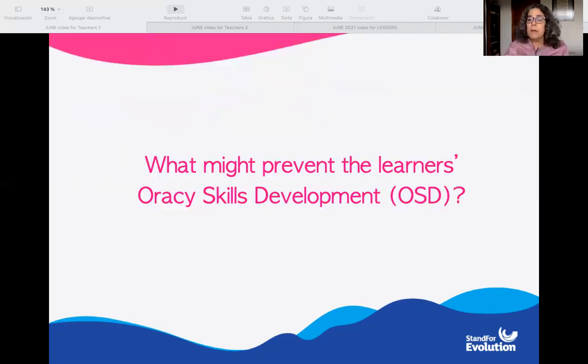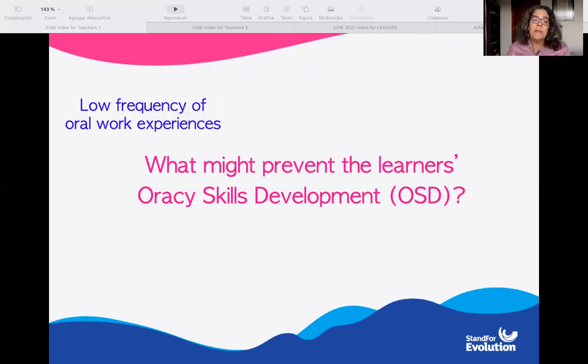What might prevent the learners' oracy skills development? For example, if you have a low frequency of oral work in the class, the learners are going to have very poor possibilities of developing their oracy skills. Then there are the parents' demands. Sometimes parents are pushing too much. They want to see their children produce very early, and so the children's motivation goes down, their affective filter goes up, and therefore children don't want to be exposed, they don't want to participate, and they don't want to show how much they have learned. So be careful with parents' demands.